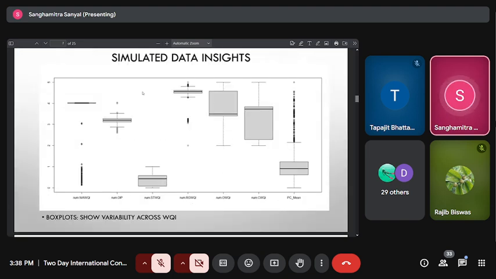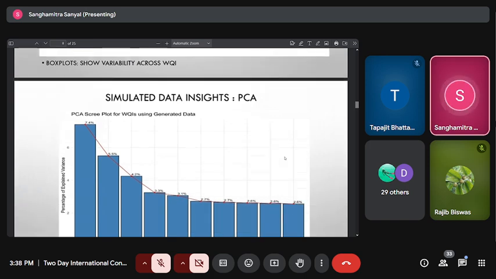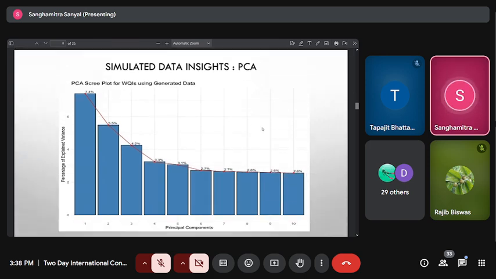River Ganga water quality index says that it is very good quality, and OWQI and CWQI kind of agree with it. I'll come to this last one, that is PC mean, a little later. So what we did is we took all the simulated data and did a PCA on it.